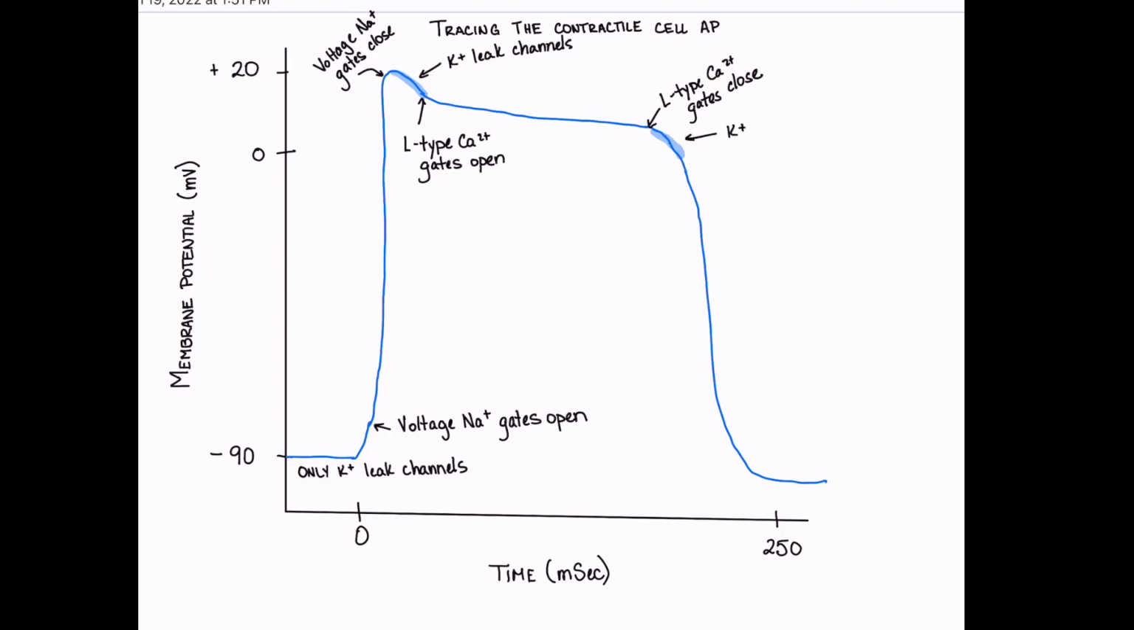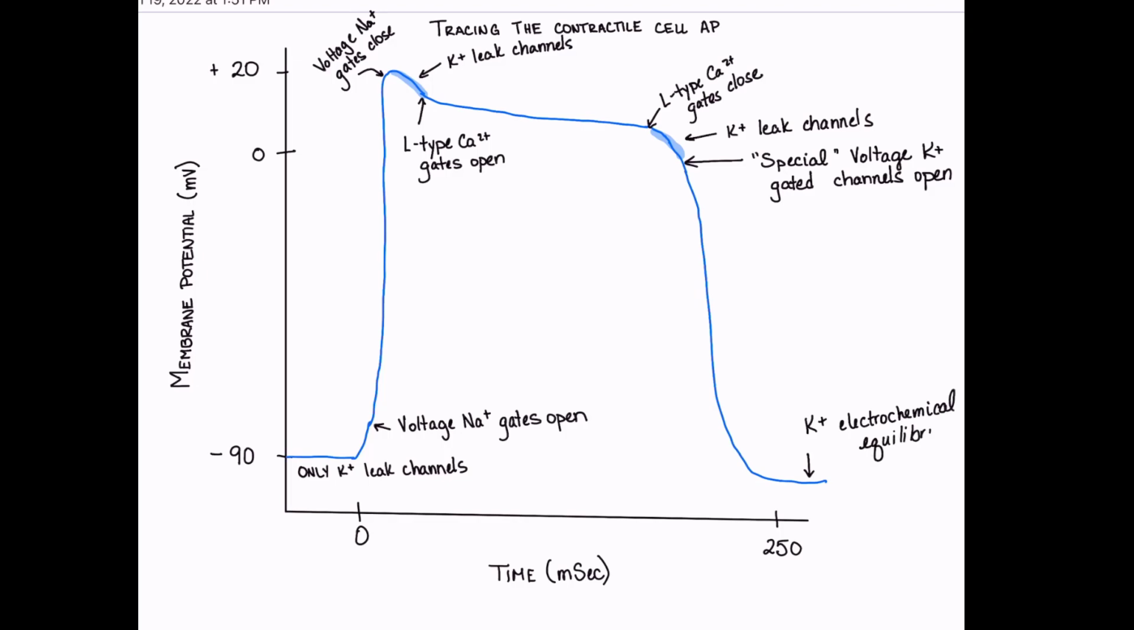leak channels. Once the membrane potential falls below 0, then the special voltage-sensitive potassium gates are going to open. This provides more opportunity for potassium to move across that membrane, and therefore potassium moves out of the cell faster, causing a more rapid repolarization until potassium's electrochemical equilibrium is achieved.